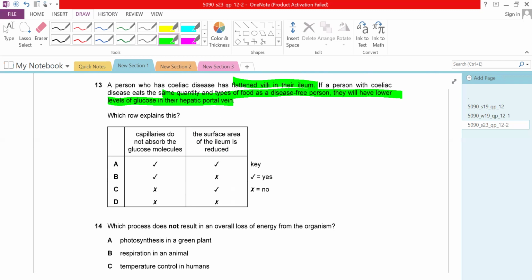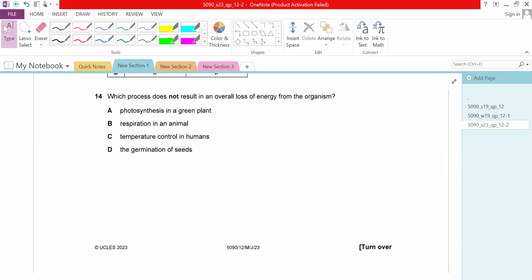Which row explains this? First row: capillaries do not absorb the glucose molecule. Second row: the surface area of the ileum is reduced. Yes, the surface area of the ileum is reduced, but the capillaries do not absorb the glucose molecule. This is incorrect. While it is correct that the surface area is reduced, and due to this they have a lower concentration of glucose in their hepatic portal vein. So option C is correct for question number 13.